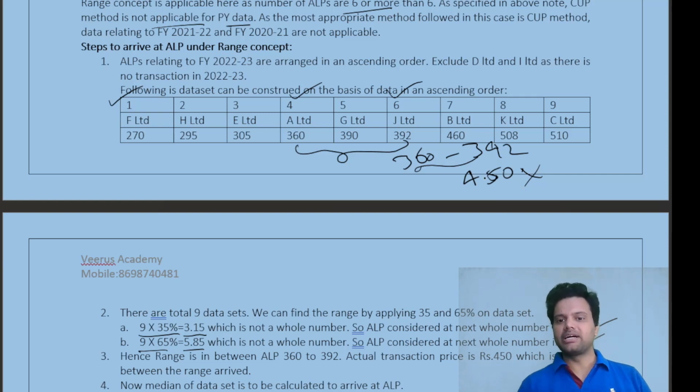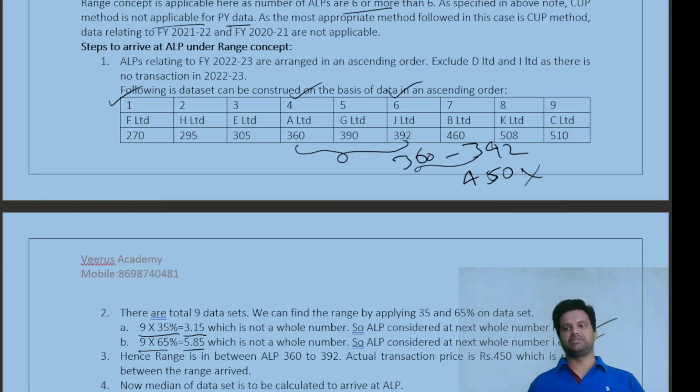What if it is falling under this range? Then we can stop there. We need not go to the next step, and we can say that whatever the transaction price is, that is the ALP. That's the end of the matter. But in this case, it is not falling into the range, so we are going to the next step.